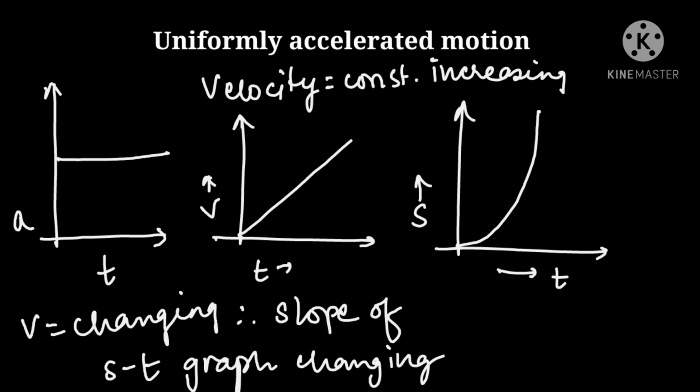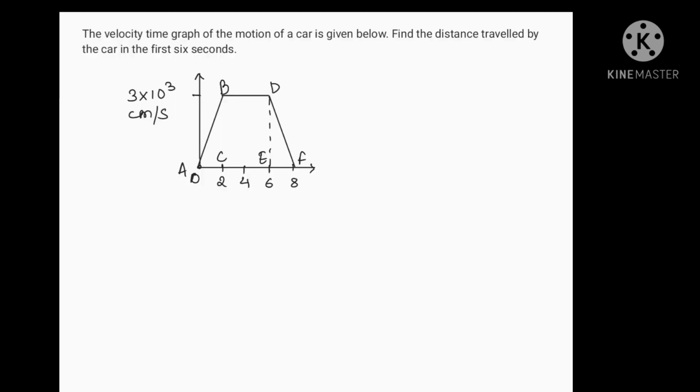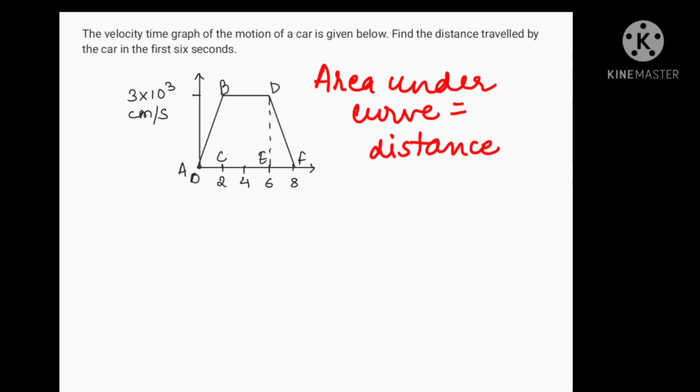Now let's see questions. The first question is: the velocity-time graph of the motion of a car is given below. Find the distance travelled by the car in the first 6 seconds. The velocity-time graph is given and we need to calculate the distance travelled by the body. As we know, in the velocity-time graph, we can calculate distance by finding the area under the curve of the graph.